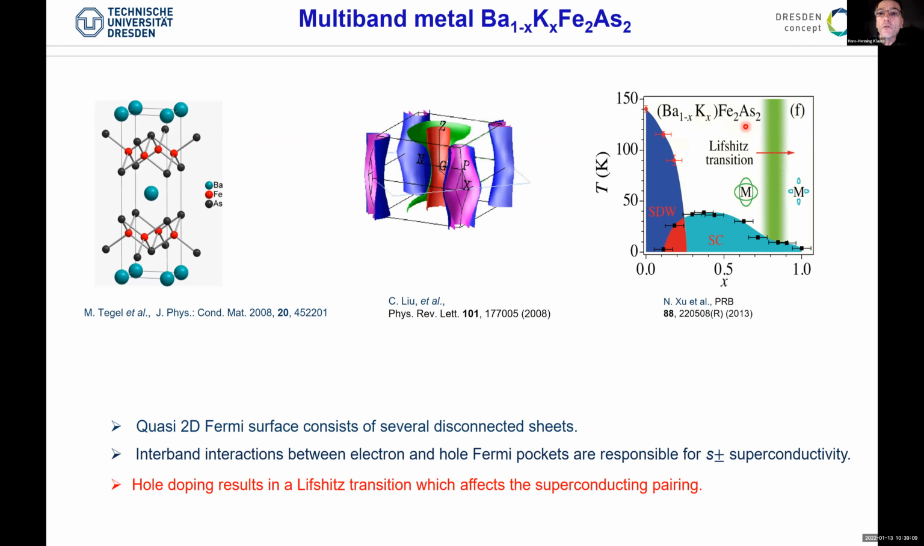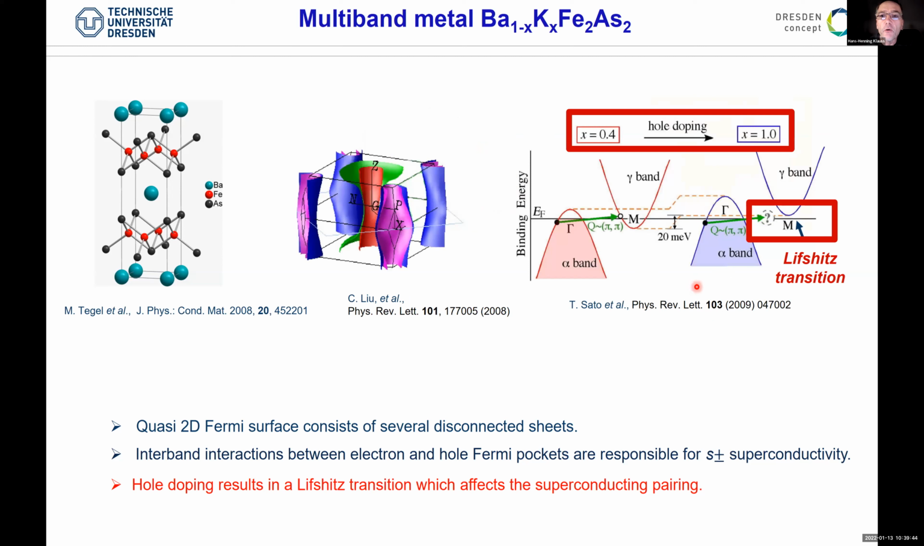So barium 122 doped by potassium has the advantage that you can really dope throughout a very large doping range. Most people usually discuss the interaction between magnetism and superconductivity here at low doping, but we are again interested to see competing superconducting states. And these superconducting states appear here close to a Lifshitz transition, which occurs in that system at high hole doping. This was already noticed in work more or less than 10 years ago.